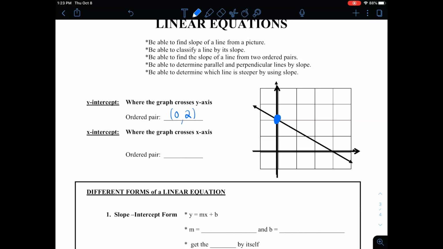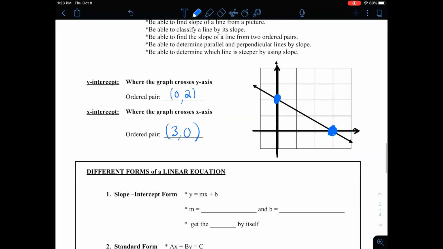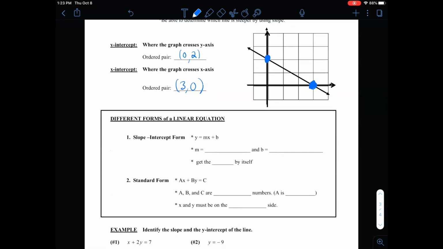Okay? X-intercepts are where it crosses the x-axis, which is not really perfect here, but it's going to cross right here. What are the coordinates of that point? That one's going to be 3, 0. Okay, so those are the intercepts.